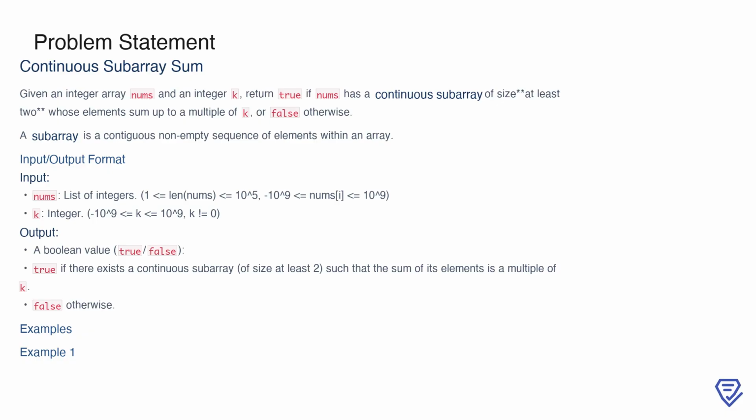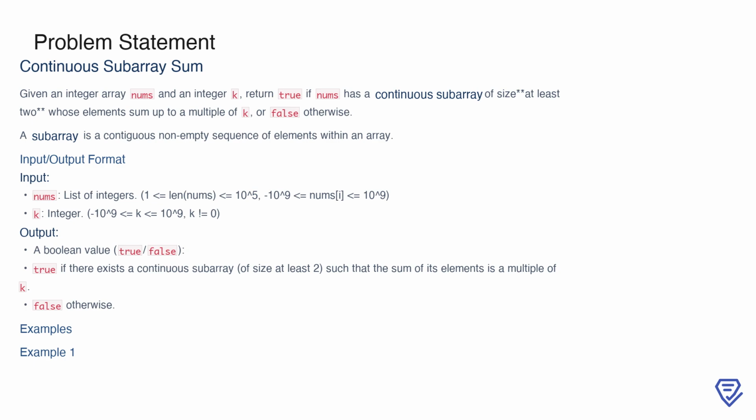Now, a subarray is just a contiguous segment of the array, and it must not be empty. For inputs, nums can have anywhere from 1 to 100,000 elements, and each element can range from -1 billion to +1 billion. The integer k can also range from -1 billion to +1 billion, but it will never be 0. The output is a Boolean value, either true or false, depending on whether a valid subarray exists.